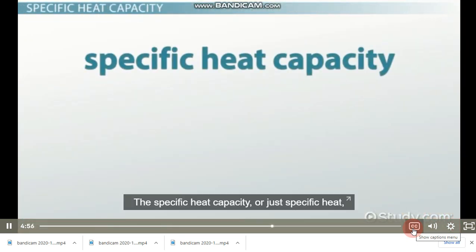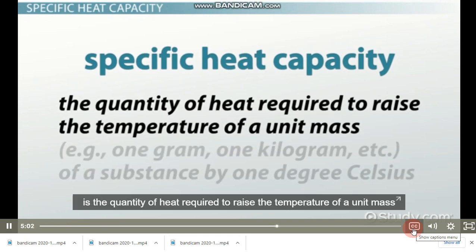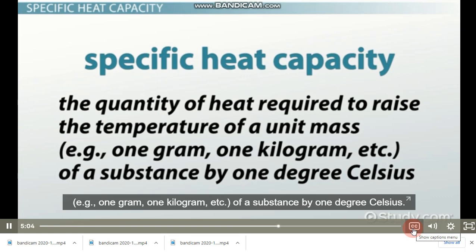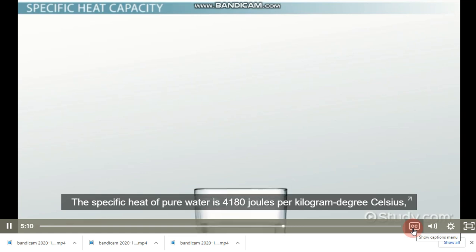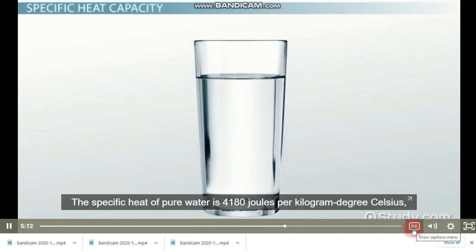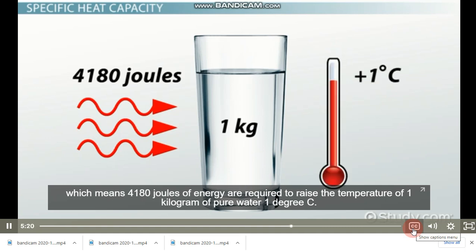The specific heat capacity, or just specific heat, is the quantity of heat required to raise the temperature of a unit mass, e.g. 1 gram, 1 kilogram, etc., of a substance by 1 degree Celsius. The specific heat of pure water is 4,180 joules per kilogram degree Celsius, which means 4,180 joules of energy are required to raise the temperature of 1 kilogram of pure water 1 degree Celsius.